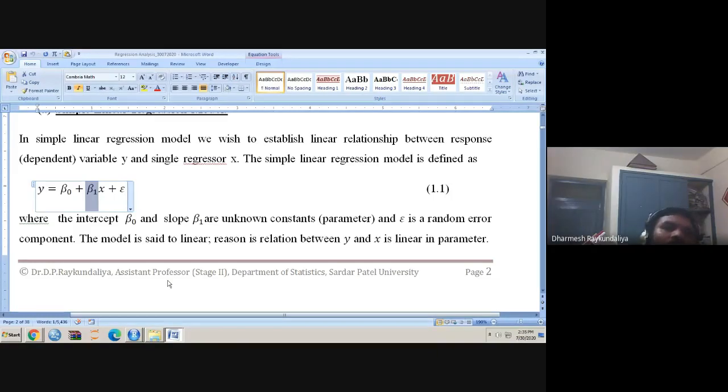ओके इसका मतलब x चाहे आप कुछ भी लो, y के ऊपर उसकी कोई इम्पैक्ट नहीं है. ऐसा ही हुआ ना. आप एडवर्टाइजमेंट में चाहे कितना भी पैसा लगा लो, सेल्स में उसकी कोई इम्पैक्ट नहीं हो रही है.